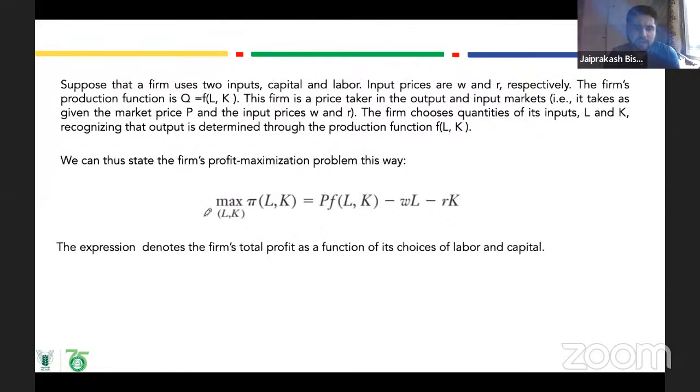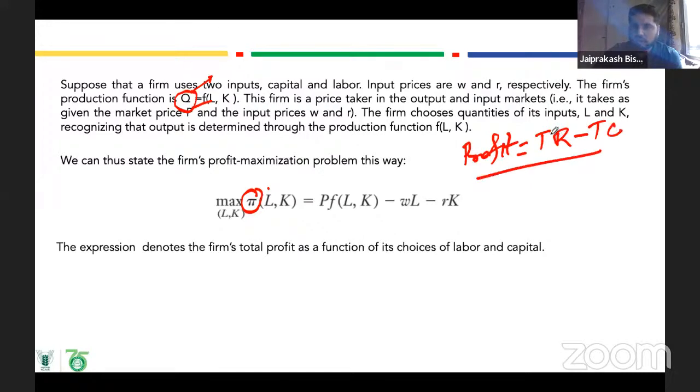Similarly, this can be written as maximum of pi, where pi represents the profit. If we assume that there are two inputs employed for the production of one output called Q, which is a function of two inputs, labor and capital, minus total cost. This is your normal formula. Total revenue is equal to price of output times quantity of output, minus price of input times quantity of inputs used.